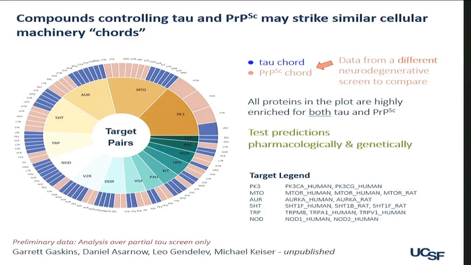But really, this brings us to testing the predictions. We test these pharmacologically by known drugs that work this way, but also the next question, of course, is genetically and genomically as well.